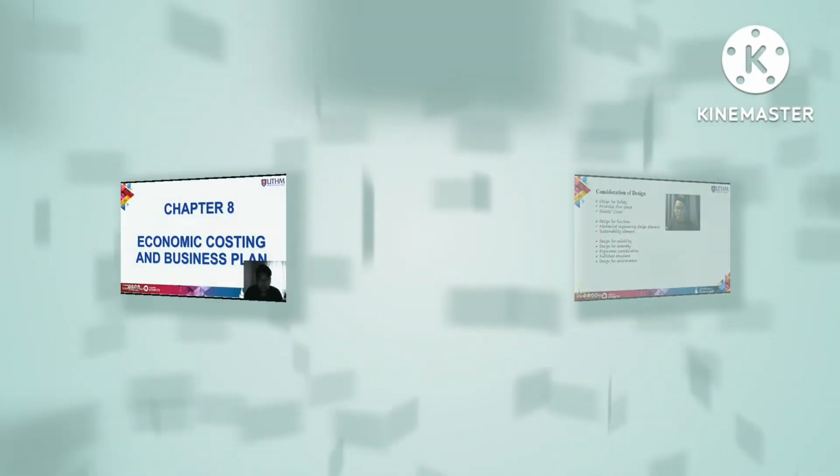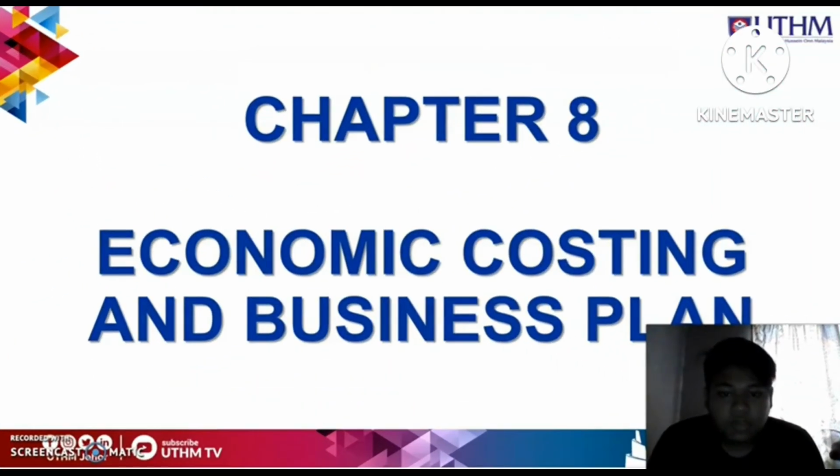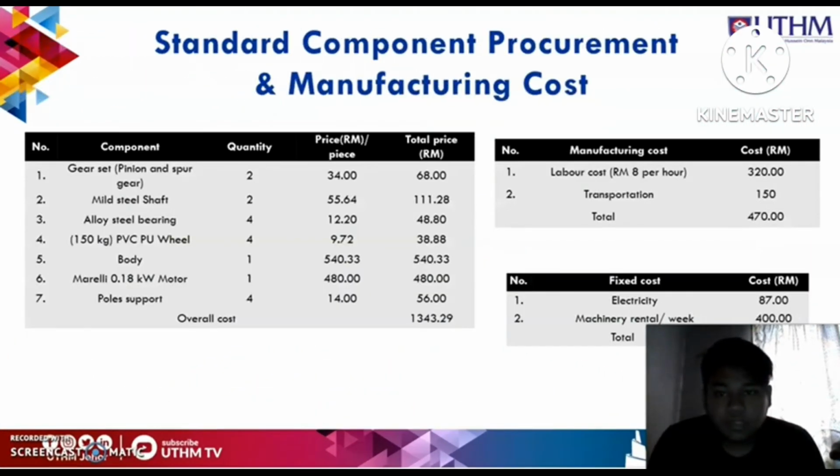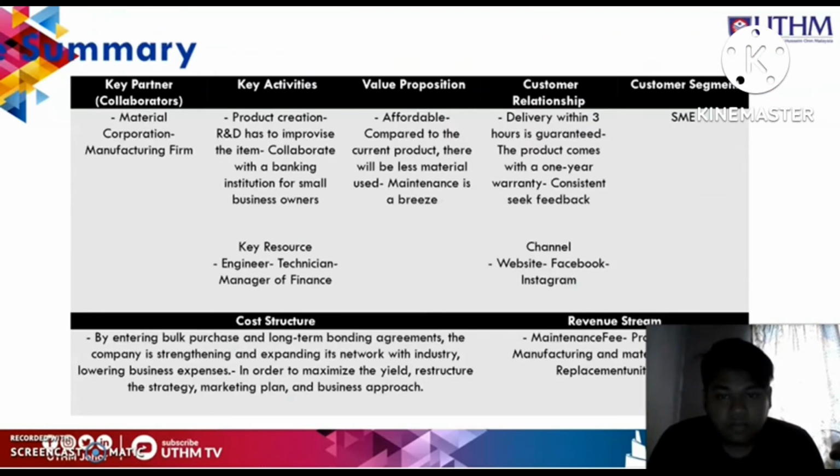Thank you very much. Chapter 8, economic costing and business plan. The standard component procurement and manufacturing costs. As you can see, the overall cost is 1,343 ringgit and 29 cent. The total manufacturing cost is 470 ringgit, and the fixed cost is 487 ringgit.